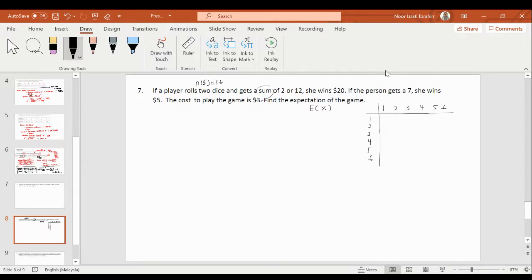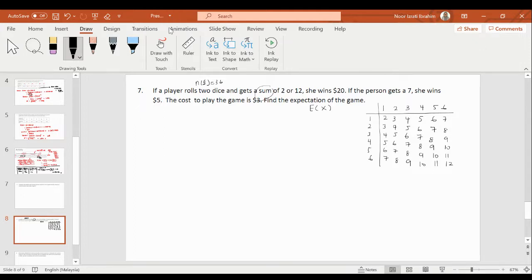So the sum will be 1 plus 1 is 2, 1 plus 2 is 3, 4, 5, 6, 7. 2 plus 1 is 3, 3, 4, 5, 6, 7, 8. 4, 5, 6, 7, 8, 9. 5, 6, 7, 8, 9, 10. 6, 7, 8, 9, 10, 11. 7, 8, 9, 10, 11, 12. Now we see the sum when we roll 2 dice.